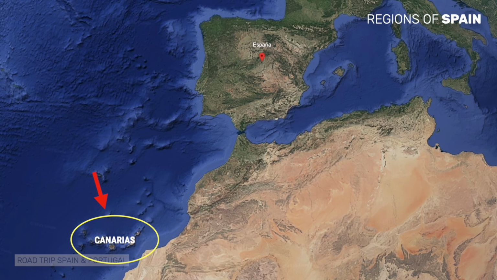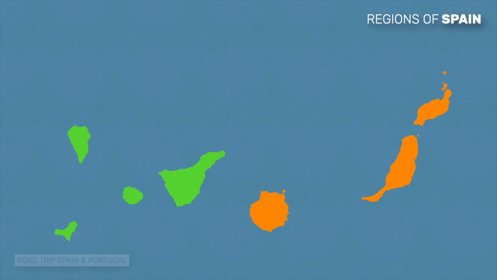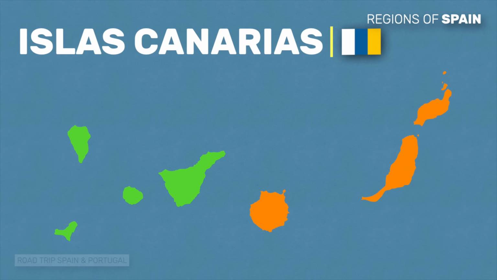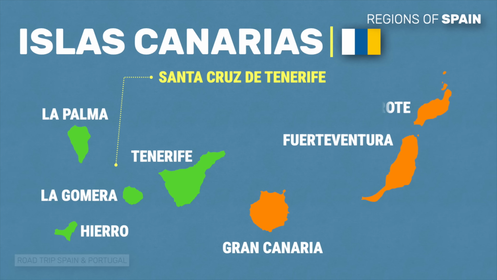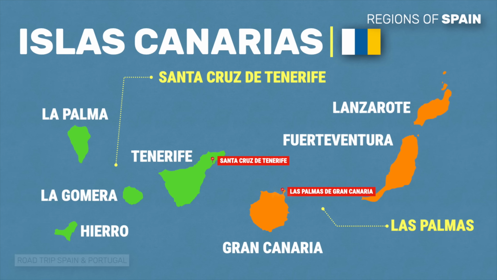The Canary Archipelago forms the community of the Canary Islands, la Comunidad de las Islas Canarias, made up of 2 provinces. The islands of La Palma, Hierro, La Gomera and Tenerife form the province of Santa Cruz de Tenerife, and the islands of Gran Canaria, Fuerteventura and Lanzarote form the province of Las Palmas. The capital of the autonomous community is shared by Santa Cruz de Tenerife and Las Palmas.